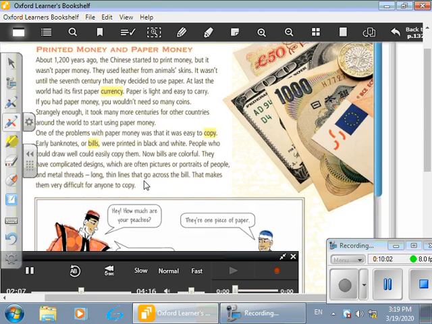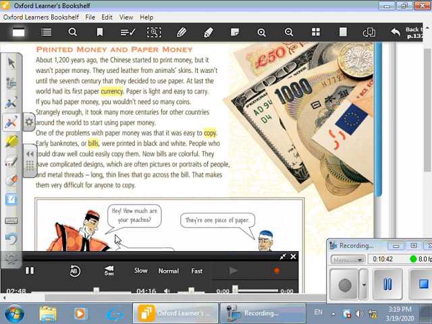Printed money and paper money. About 1,200 years ago, the Chinese started to print money, but it wasn't paper money. They used leather from animals' skins. It wasn't until the 7th century that they decided to use paper. At last, the world had its first paper currency. Paper is light and easy to carry. If you had paper money, you wouldn't need so many coins. Strangely enough, it took many more centuries for other countries around the world to start using paper money.